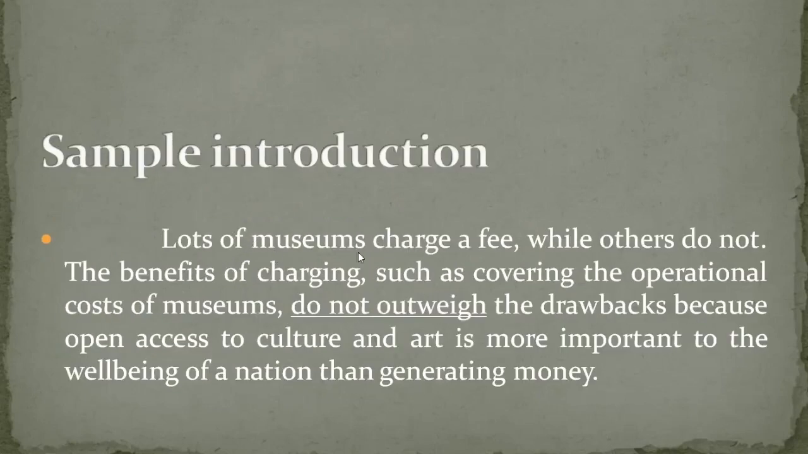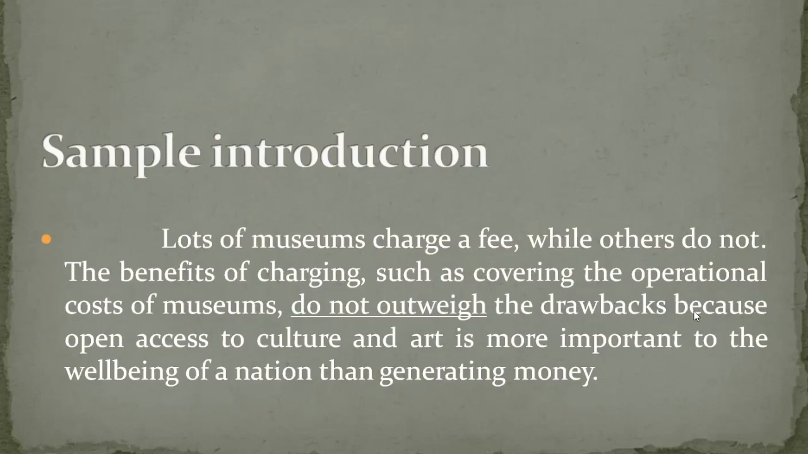Let's look at this sample. Lots of museums charge a fee while others do not. That's the paraphrase. The benefits of charging, such as covering the operational costs of museums, do not outweigh the drawbacks because open access to culture and art is more important to the well-being of a nation than generating money. The benefits do not outweigh the drawbacks. This means that the drawbacks are more than the benefits. So the writer believes that it's not a good idea to charge people money. This here, from the benefits to this part, is a summary of the thesis. This is the opinion sentence, all right?